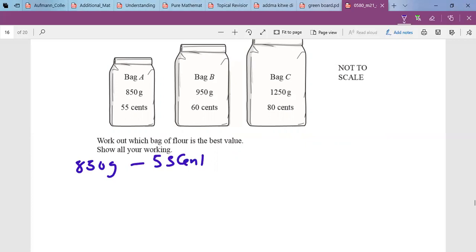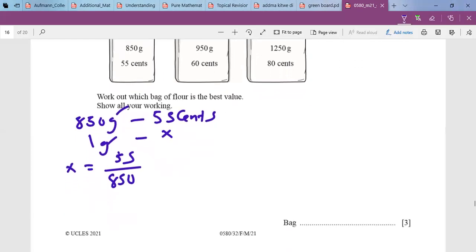It will cost 55 cents. How about 1 gram? What is the cost? Or say X. So the grams will eliminate, meaning that X will be equal to, when you cross multiply, 55 divided by 850. All right, so what are we going to get? You get approximately 0.065, meaning that this is for A.